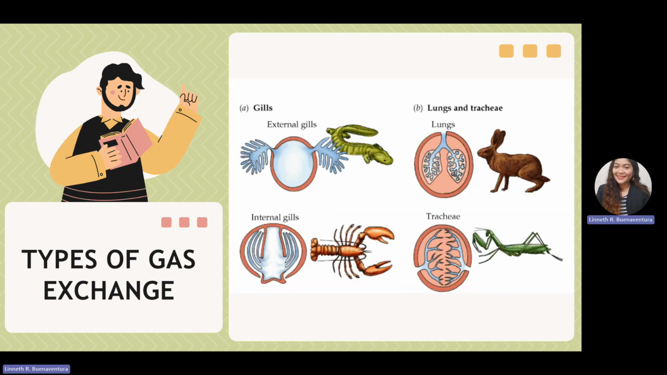This image shows the different gas exchange systems. This is the external gills and internal gills. We have the amphibians for the external gills. Internal gills are mostly in aquatic organisms. We have the tracheal system, mostly in insects. And we have the lung system, which is mostly in large animals.